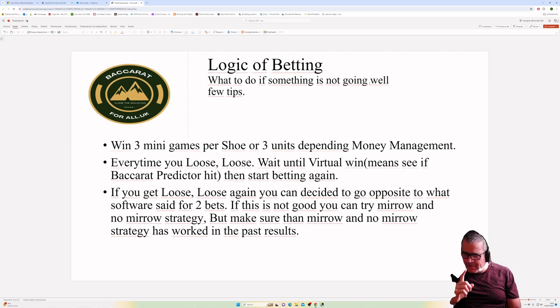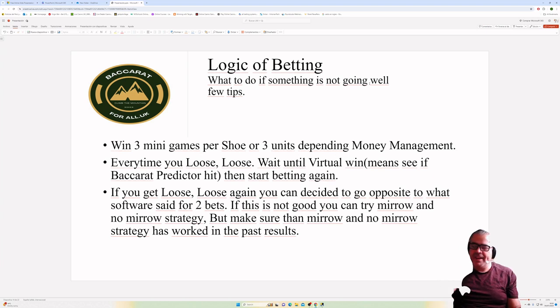So, but something more I would like to tell you about the Baccarat predictor. If you get a very long losing streak, like nine or ten losses in a row, it's not bad. It's actually very good for the Baccarat predictor, because like I explained before, the wins and losses at the end will pair up, so they will go 30 wins, 30 losses.